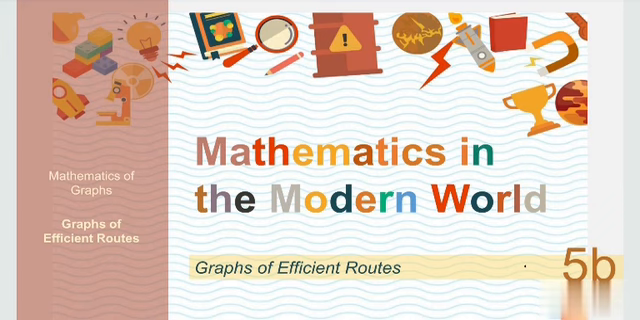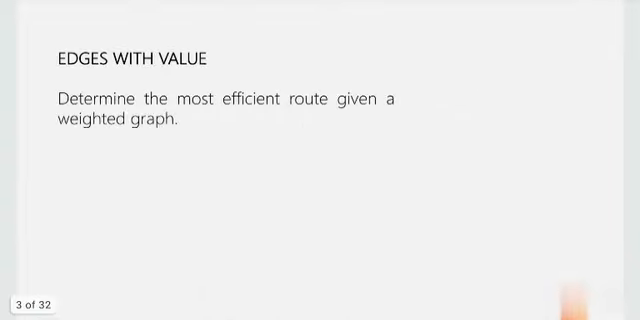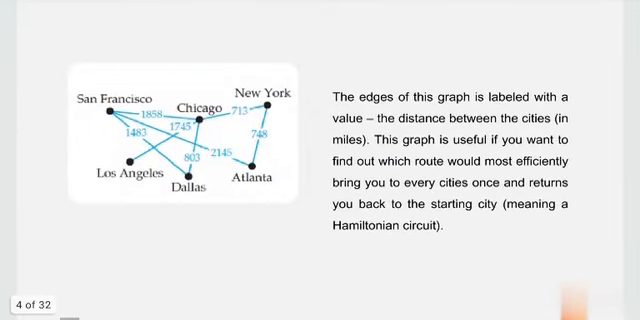This is the second and last part of module number 5, Mathematics of Graph. Specifically, we will talk about graphs of efficient routes. Let's go straight to the first part, edges with value. Determine the most efficient route given a weighted graph. That's the goal. So what you can see here is a graph.